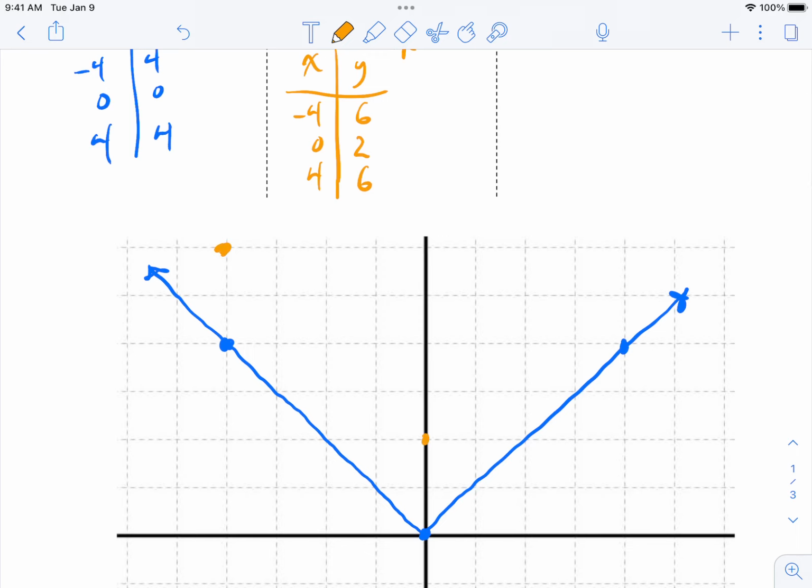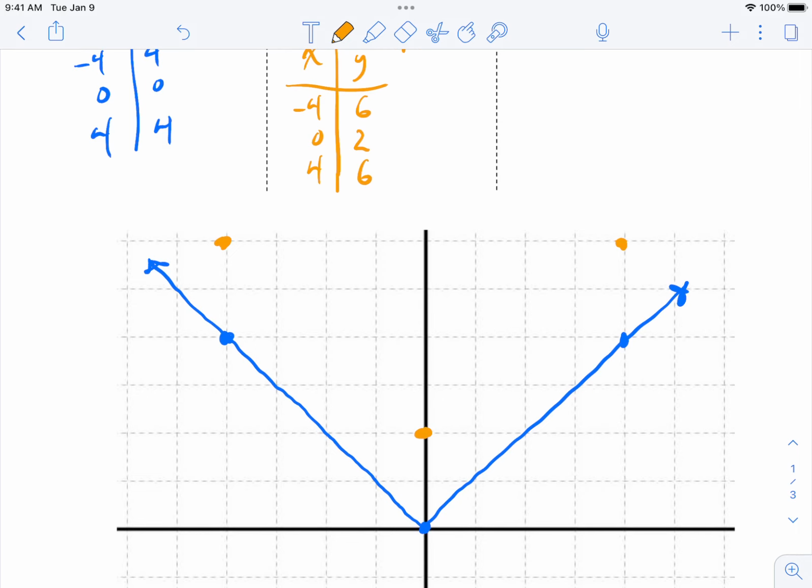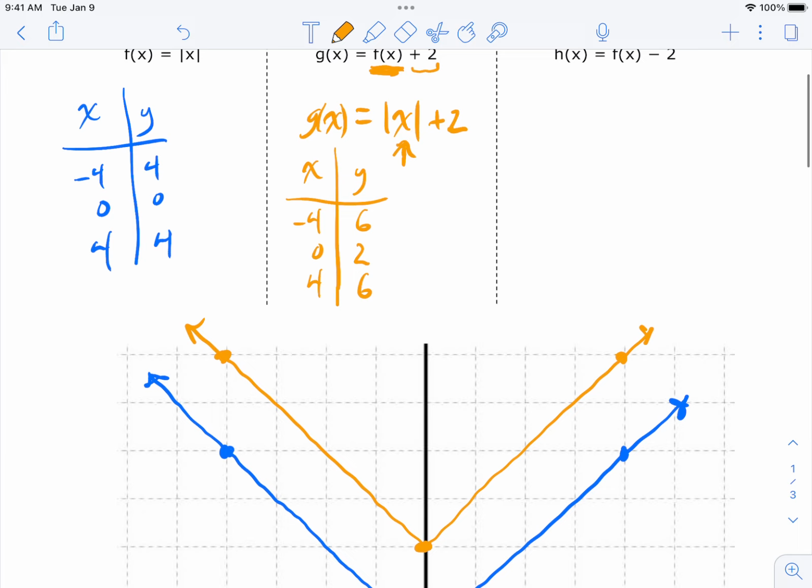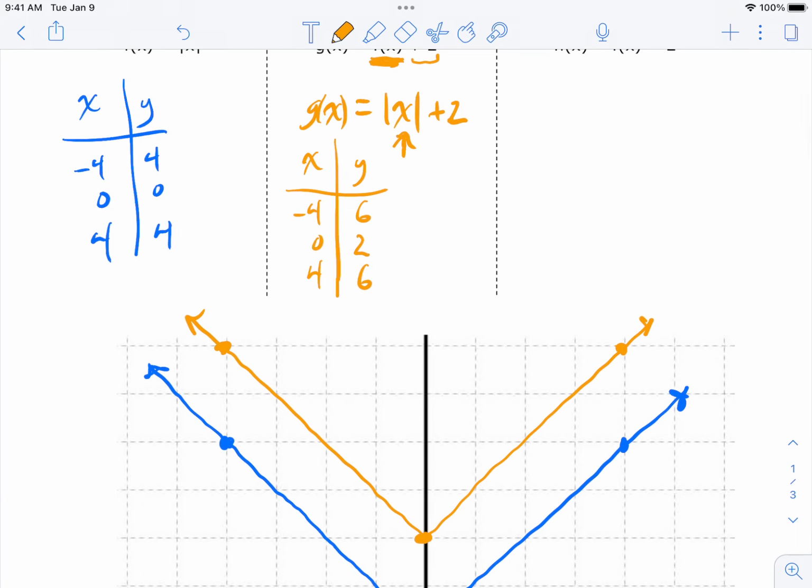When x is 0, I'm up at 2. When x is 4, I'm up at 6. And I think it's pretty easy to convince yourself. Graph a few more points if you have to. But basically, this new graph is going to look like this. Okay? So, what's the effect?